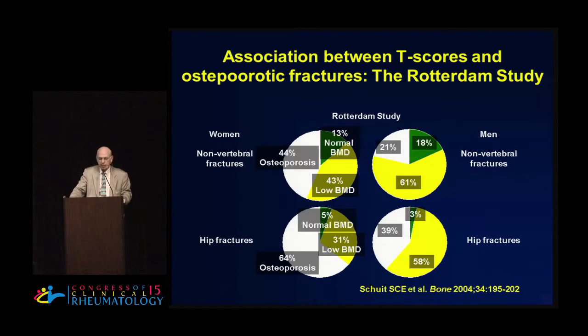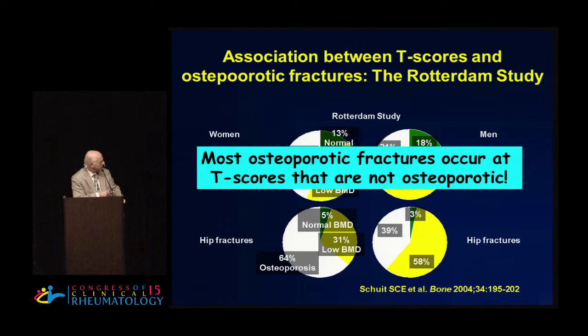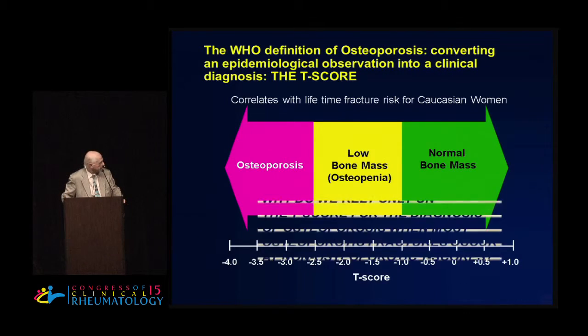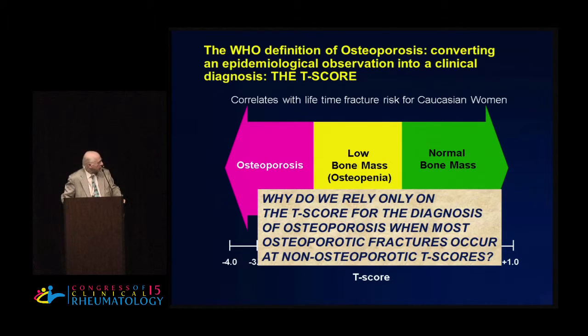Now, you could say to me, well, they have a fracture, a fragility fracture, that is the definition of osteoporosis. And that is true, except that the payors in this country expect the T-score to be less than minus 2.5, despite the fact that most osteoporotic fractures occur at T-scores that are not osteoporotic. So, why do we rely only on the T-score for the diagnosis of osteoporosis when most osteoporotic fractures occur at non-osteoporotic T-scores?